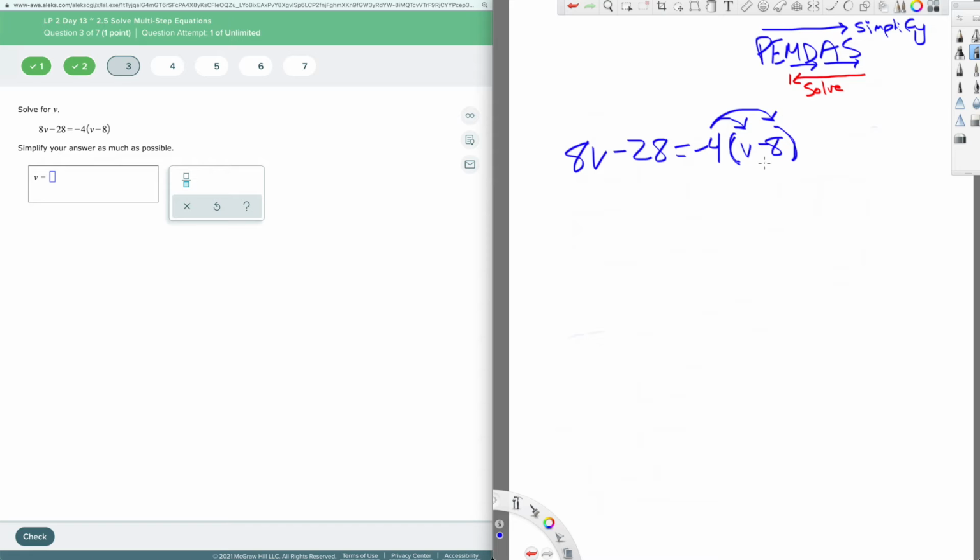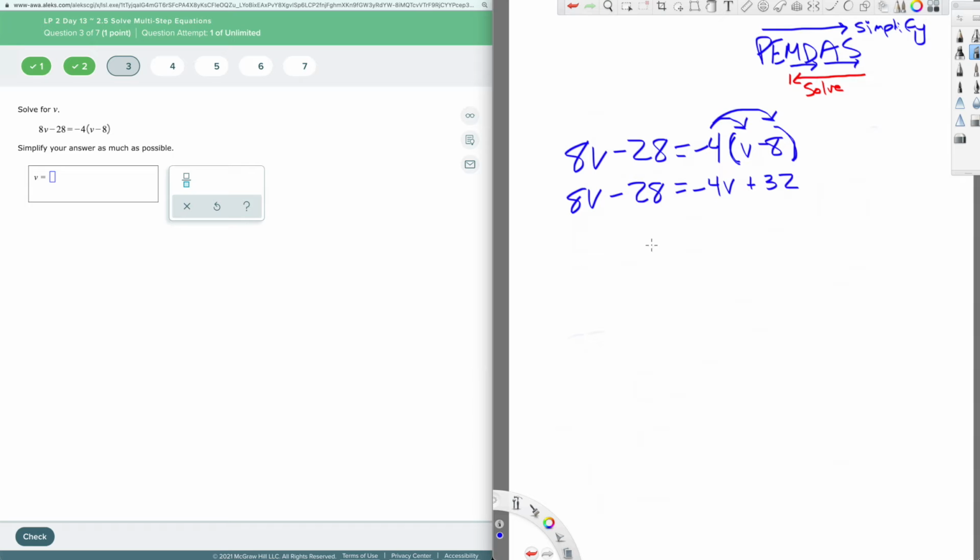We have 8v minus 28 equals -4 times v is -4v, and -4 times -8 is positive 32. All right, so now I have no more simplification. The parentheses was really the only thing I had to simplify. So I'm going to go back through here and start combining my like terms.